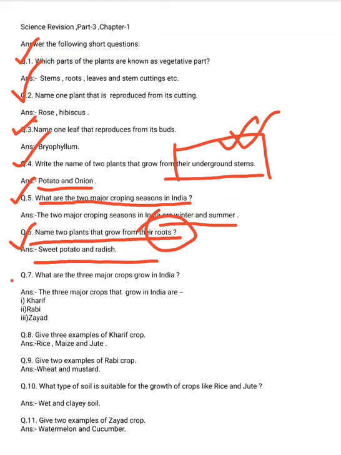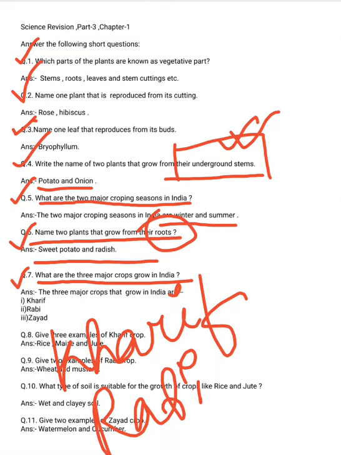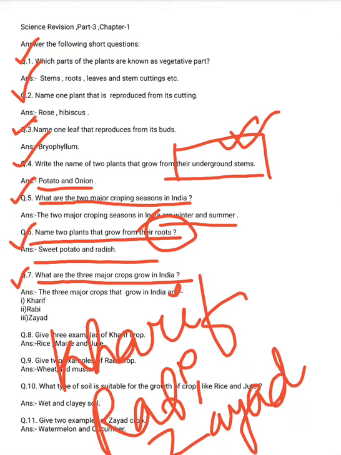Question number 7. What are the 3 major crops grown in India? Okay, so actually there are 3 major crops grown in India. One is called kharif, another is called rabi, and the third one is called zaid.